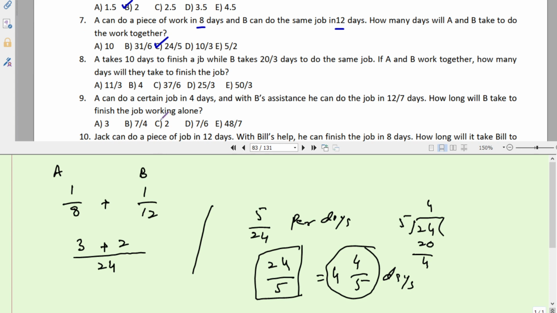Eighth question is again similar. It says A takes 10 days to finish a job, while B takes 20 over 3 days to do the same job, working alone. If A and B work together, how many days will they take to finish the job? So again, A is taking 10 days, so it will take 1/10 per day. So he is taking 20 over 3, so per day will be 3 over 20.